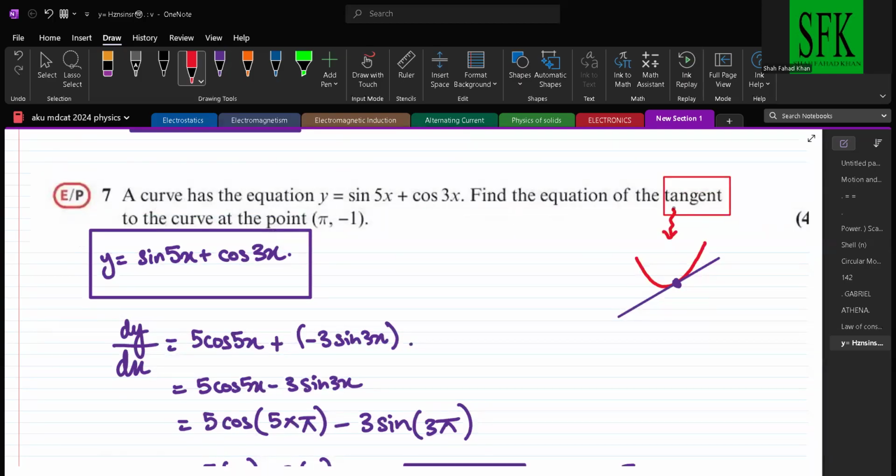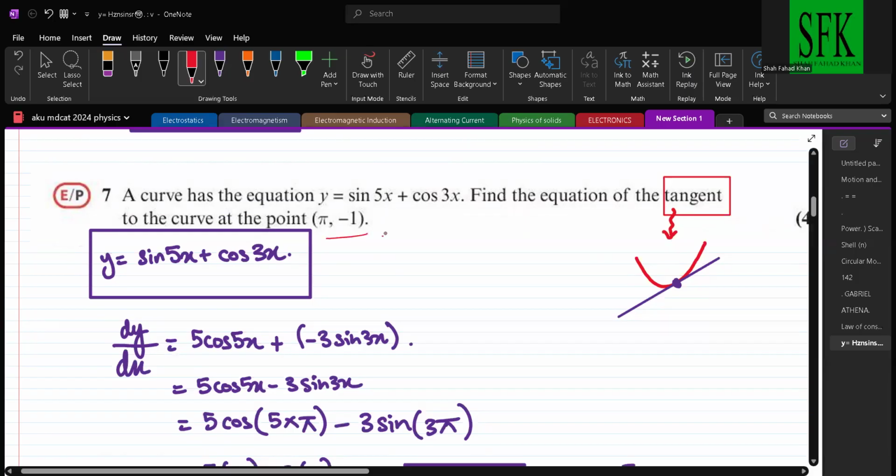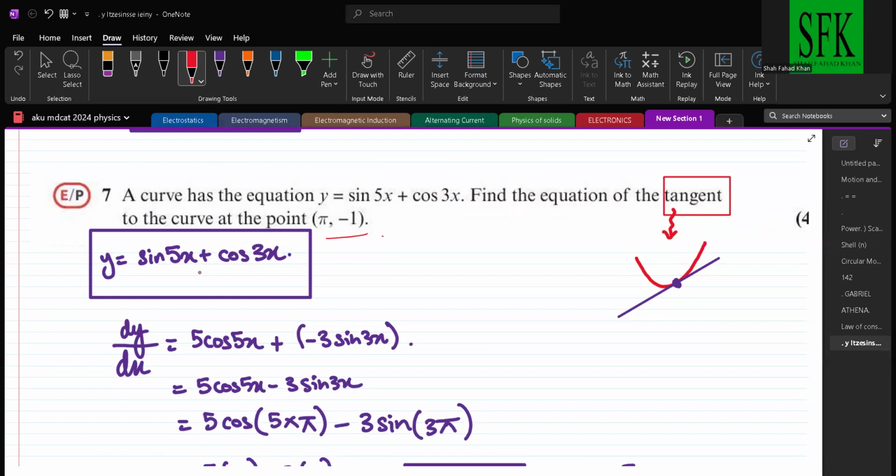Next question. A curve has this equation, y equals sine 5x plus cos 3x. Find the equation of the tangent to the curve at this point. Again, equation of the tangent to the curve would actually mean dy dx, first calculate the gradient, and then just use this point and that gradient to calculate the equation of a straight line, right? Y equals mx plus c, simple as that.